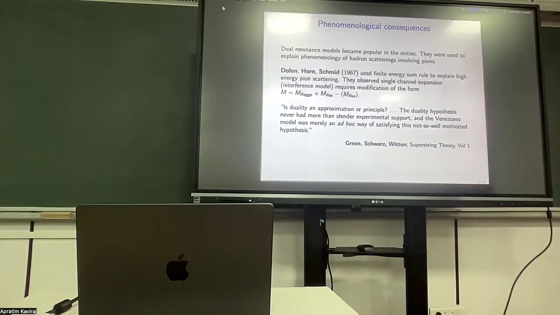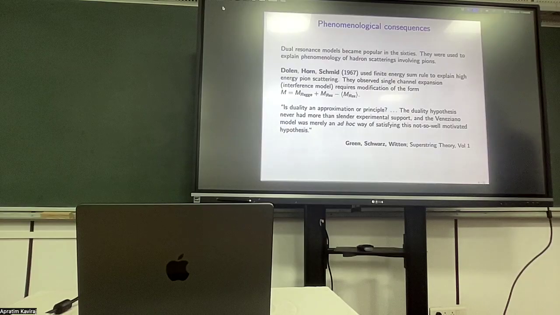Dolan, Horn, and Smith used finite energy sum rules to explain the experimental data of these pion scatterings. But what they observed is that the single channel expansion, and at that time they referred to dual models as interference models, was not adequate and required modifications, meaning there were additions of direct channel poles and then additions of transfer channel poles, but that gave rise to double counting, and one has to compensate for that. And so they proposed a model of this form, by which they could explain many of the experimental data.